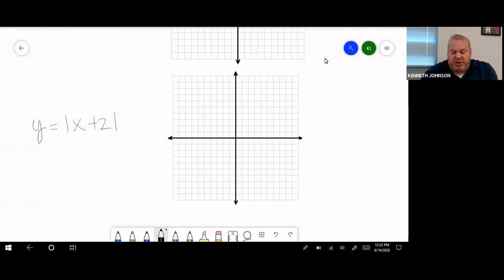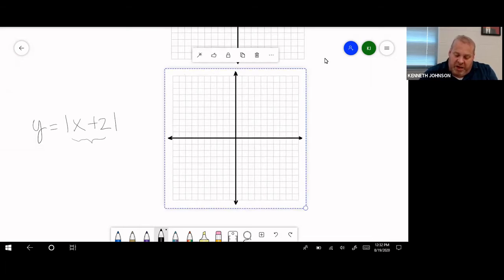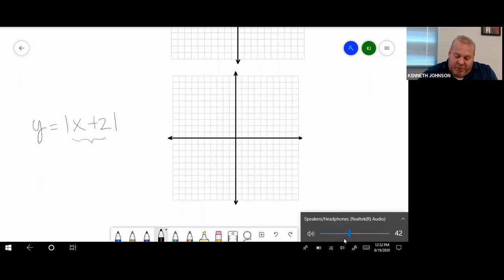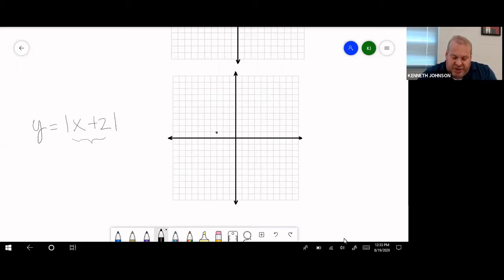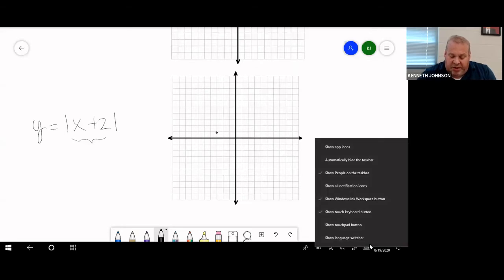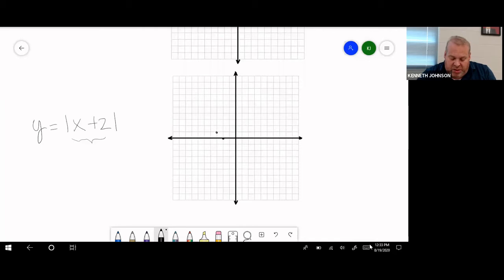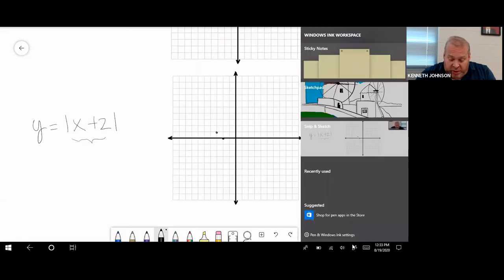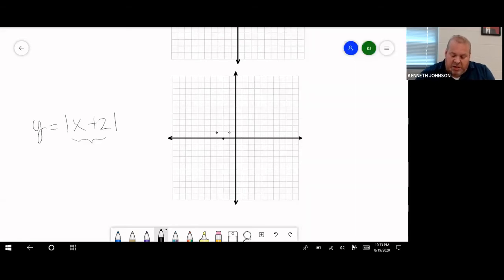This next one's a little different because this one says do the operation inside first, then take the absolute value. So if I plug in -3, -3 plus 2 is -1. Absolute value of -1 is 1. -2 plus 2 is 0. The absolute value of 0 is 0. -1 plus 2 is 1. The absolute value of 1 is 1. 0 plus 2 is 2. The absolute value is 2. 1 plus 2 is 3. The absolute value is 3.